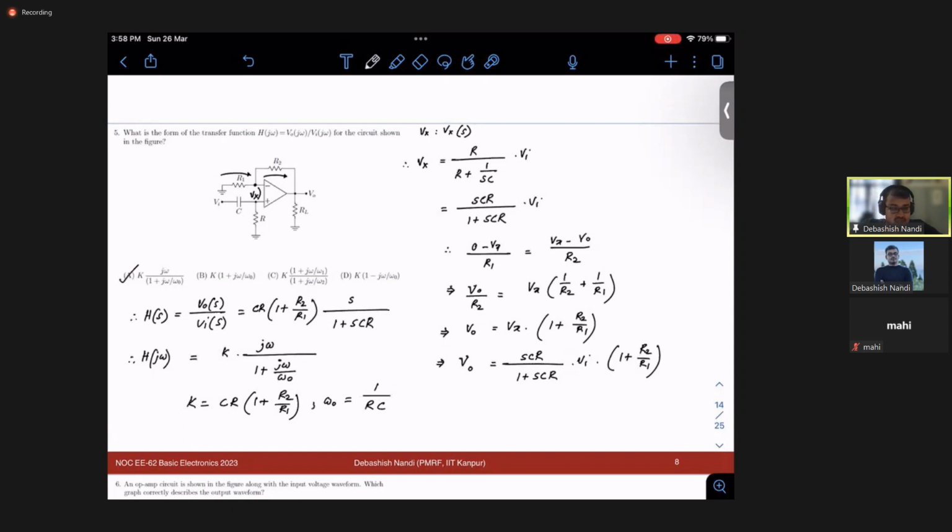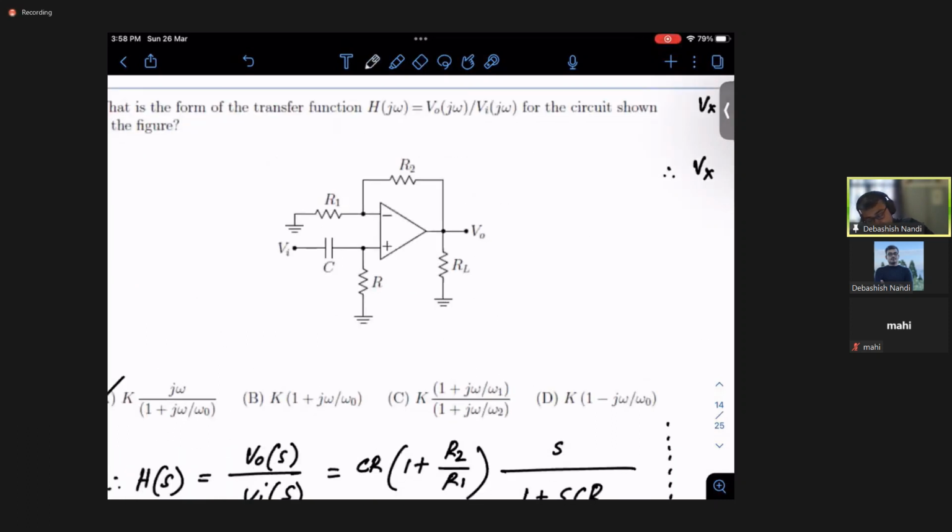So this is pretty simple, but how do you do it intuitively? Intuitively it is the same thing. Suppose you apply f equal to 0, which is the same as s equal to 0, because s equal to j omega, and omega is 2 pi f, so f equal to 0 means s equal to 0, right? So suppose f equal to 0, that means this will not be there.